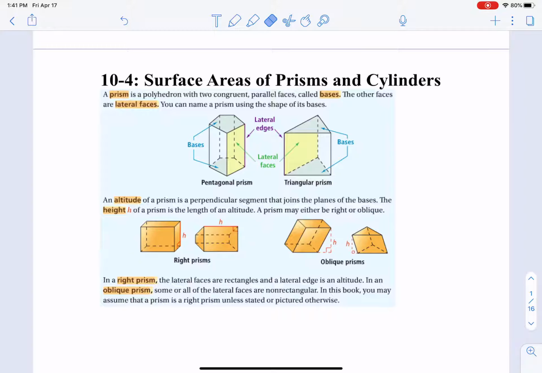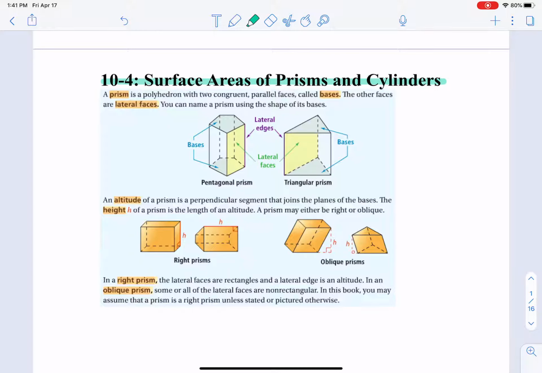So chapter 10.4 is surface areas of prisms and cylinders. Here is how this chapter is going to go for a couple of the sections. We're going to do surface area of prisms and cylinders, then surface area of pyramids and cones, then volume of prisms and cylinders, and then volumes of cylinders and cones. And then we'll continue on with a couple more things. So that's just an outline, but today we are going to do the surface area of prisms and cylinders.